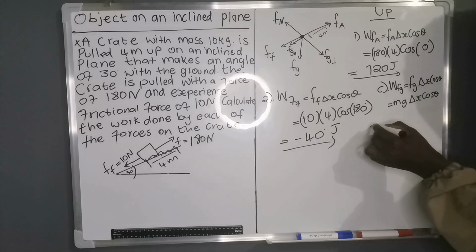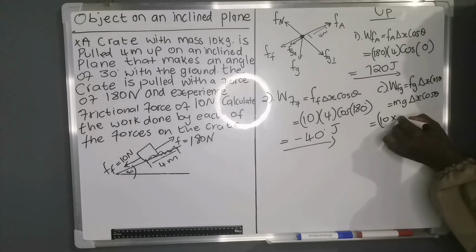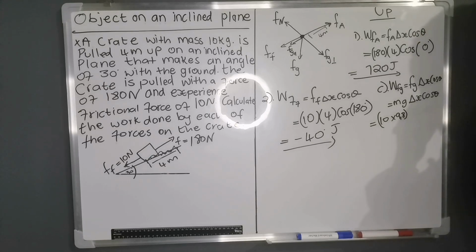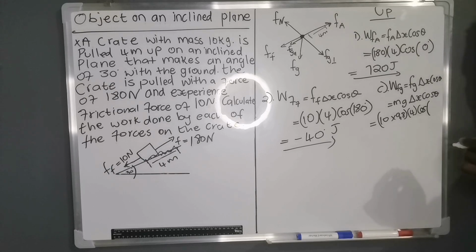Then what is the value of our mass number? It is 10 here. What's the value of our gravity? 9.8. What's the value of our displacement? 4 meters. What's the value of our theta? Very important, this one.